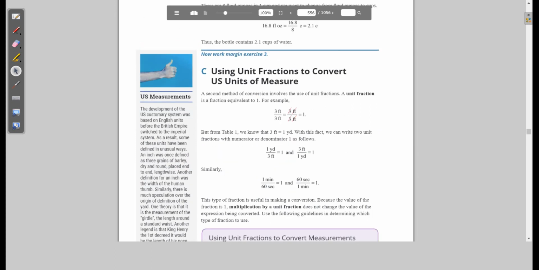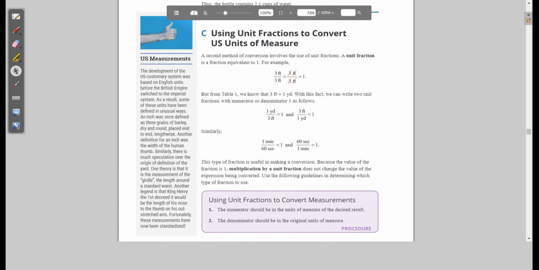Example 3, application. So converting US units of measurement. A bottle of water contains 16.8 fluid ounces. How many cups of water are in the bottle? So if there are 8 ounces in 1 cup, we want to change it from fluid ounces to cups. So to change from the smaller to larger, we divide. So if we have 16.8 fluid ounces, that's how much we have. We want to know how many cups we have. We just say 16.8 divided by 8. And of course, you put that into your calculator, you'll see you get 2.1. And that's about as easy as it gets.